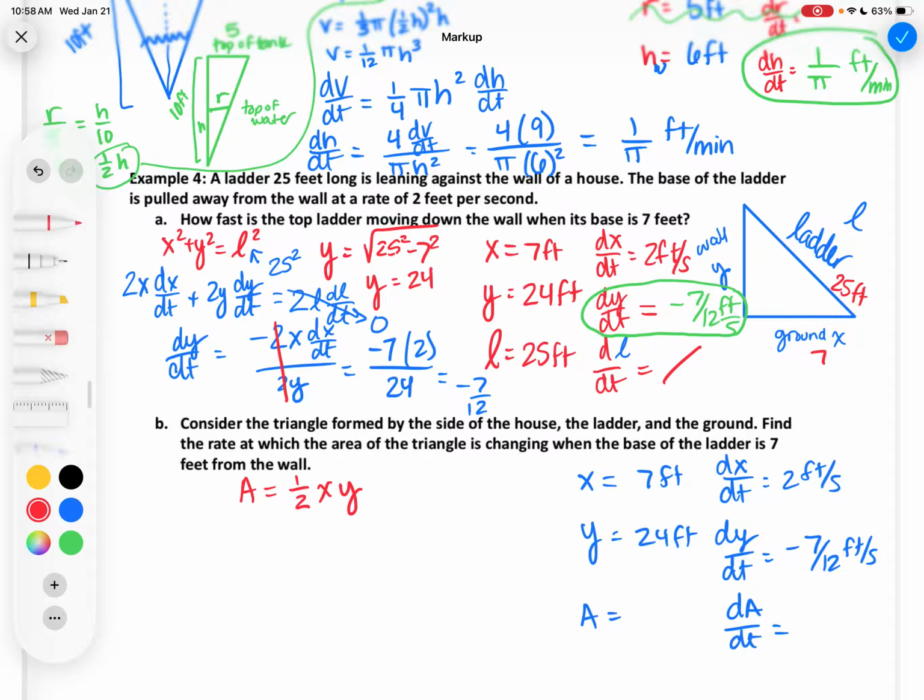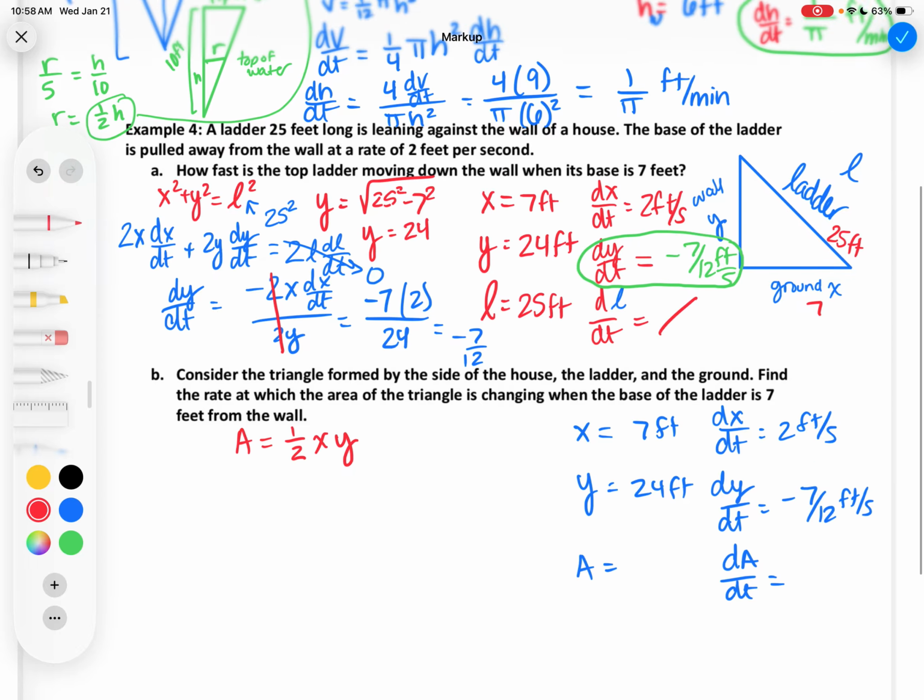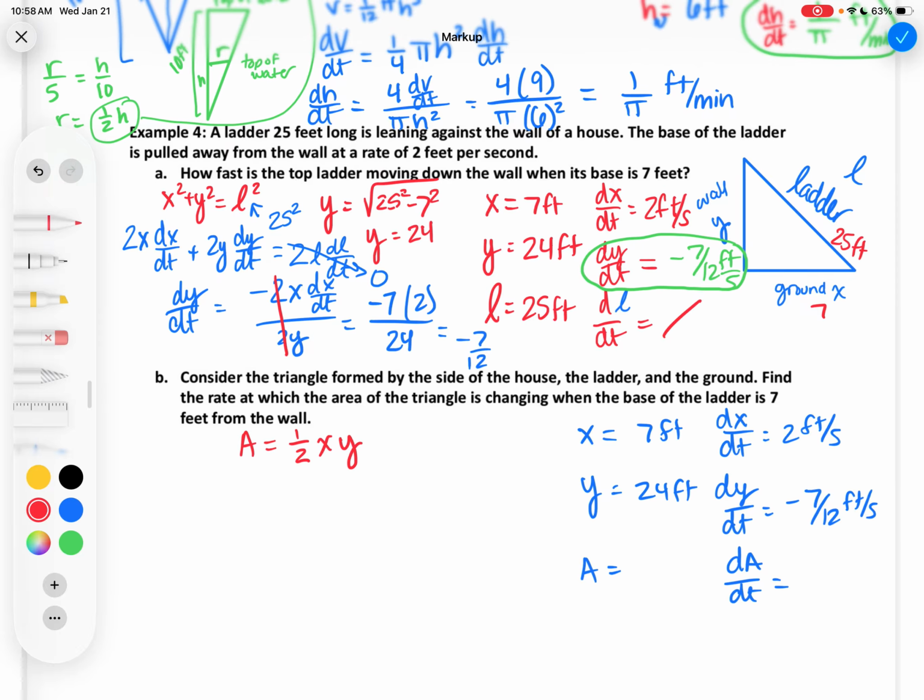Now, I can tell from that formula, I'm not going to need A. I could find A if it asked me to actually find the area, but it's just asking me the rate of the area, or the rate that the area is changing. So I really only need to find dA/dt.